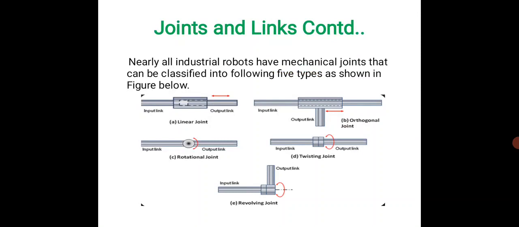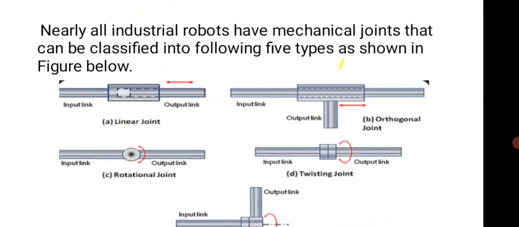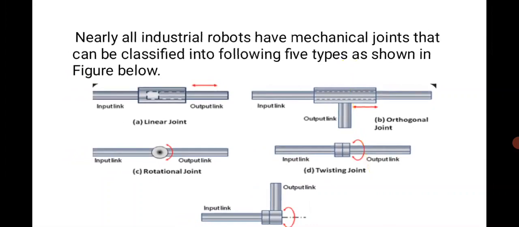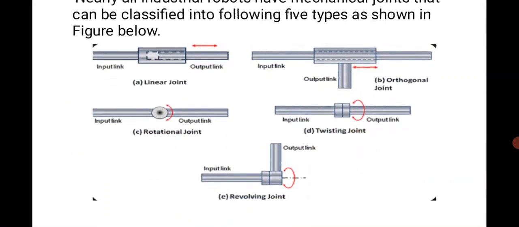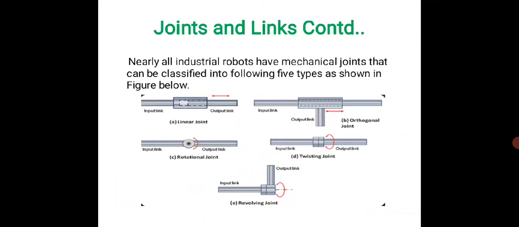So here, coming to the joints and links, nearly all industrial robots have mechanical joints, which are classified into 5 types as shown in the figure below. So this may be a linear joint, where it can move linearly, an orthogonal joint, a rotational joint, a twisting joint, and finally a revolving joint. According to the movement of the robot, these joints are used.